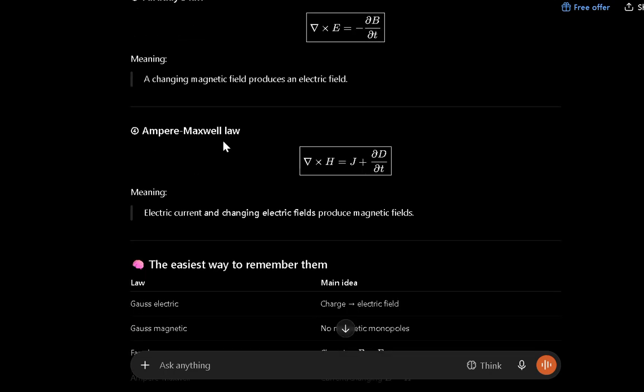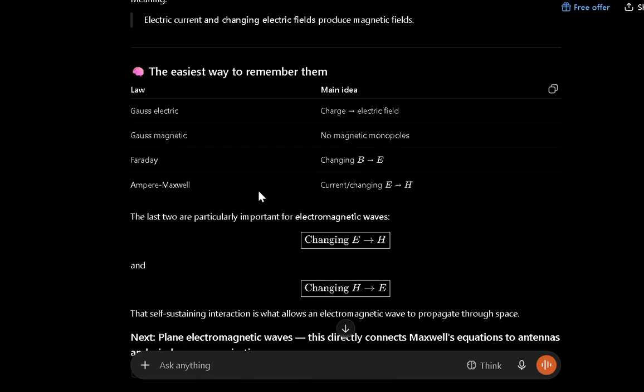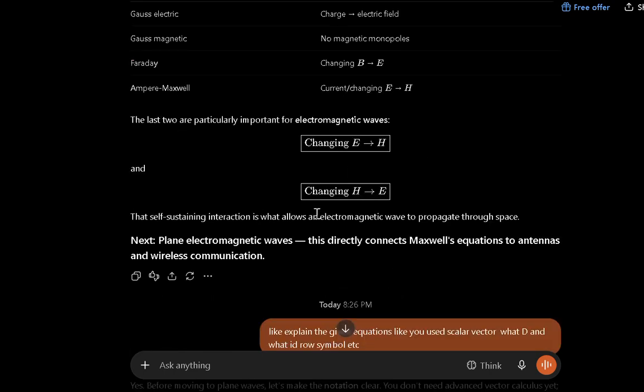Here is the Ampere-Maxwell law. Here it is saying del cross H, the magnetic field, equals J plus the partial derivative of D, the electric flux density. J here means current. A change in electric field, or currents, produces a magnetic field. That's what the Ampere-Maxwell law states. So the last two are the important ones: a changing electric field produces a magnetic field, and a changing magnetic field produces an electric field.